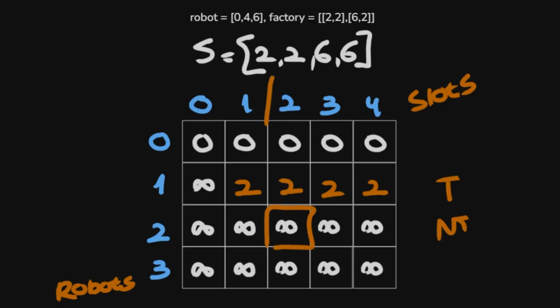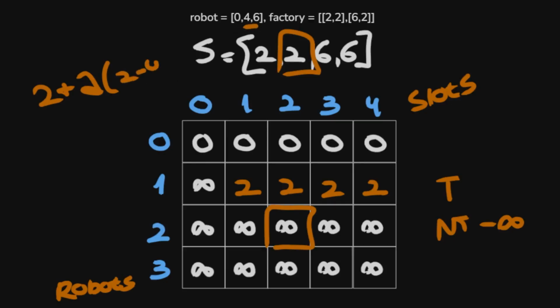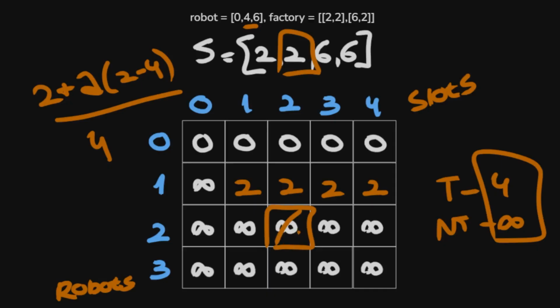If we don't take the current slot, we can use the accumulated value, so we look to the left and this is positive infinity. If we decide to take this slot, we can take the accumulated value before this robot and before this slot, so we are looking at this diagonal, the number was 2, and we can add the absolute difference of slots at index 2 minus 1 minus robots at index 2 minus 1. And 2 minus 4, the absolute difference is 2, plus 2, the result is 4. And the minimum between 4 and positive infinity is 4, so here we put 4.